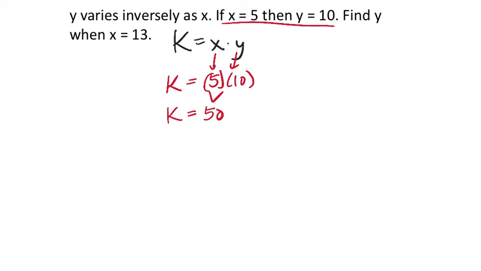So it says solve for y when x is 13. We know y is going to be the same as taking the k and dividing it by the corresponding x value, right? So the x is 13, so I take the x and replace it with 13. And the k on this one is 50, rather.